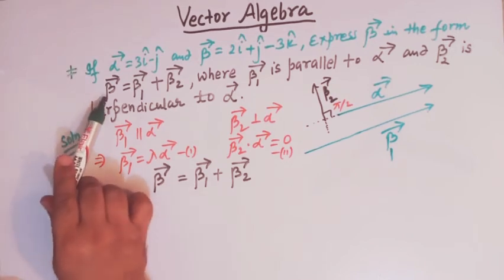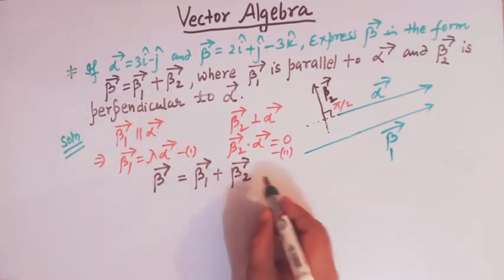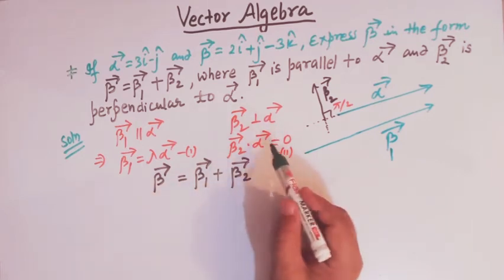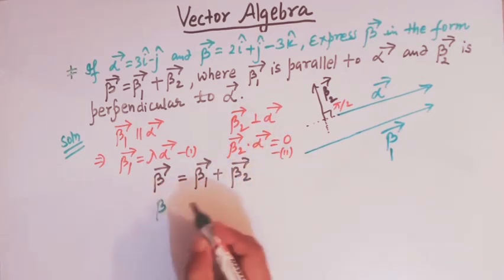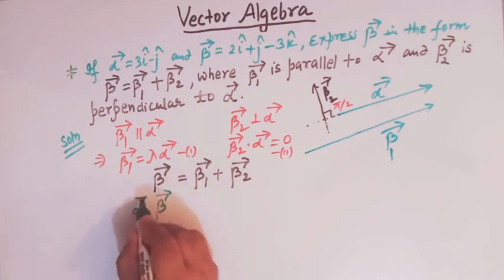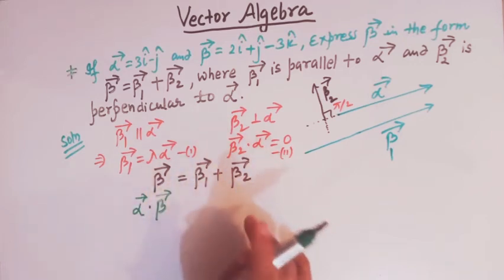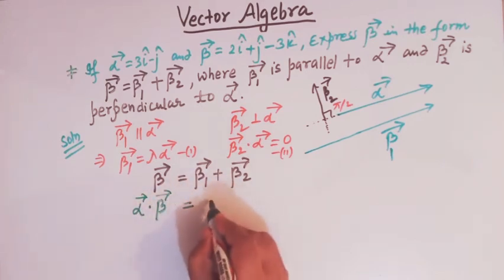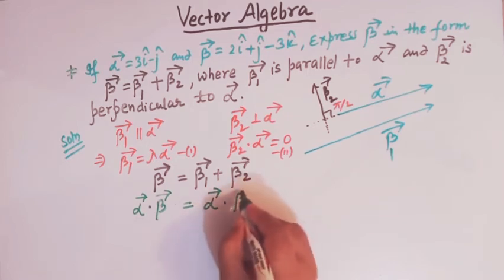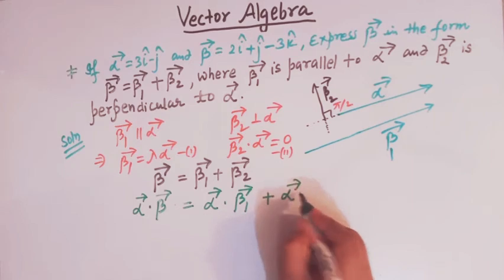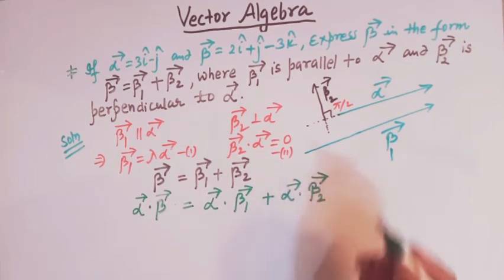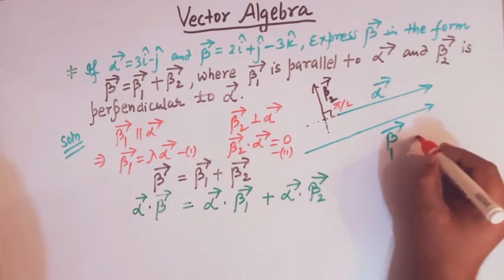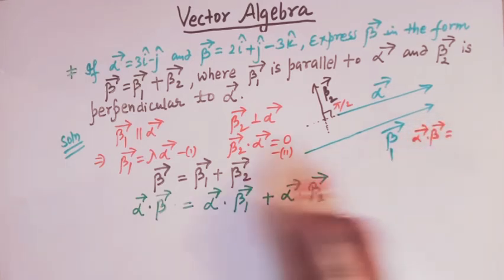So here we have the first equation and here we have the second equation, right? Now we are given that vector beta is the sum of vector beta 1 and beta 2. Now let us take the scalar product on both sides with vector alpha, right? So we will write vector beta dot alpha. It means we have to take the dot product on both sides with vector alpha. So here we have alpha dot vector beta, then we have alpha dot vector beta 1 plus alpha dot vector beta 2, right?